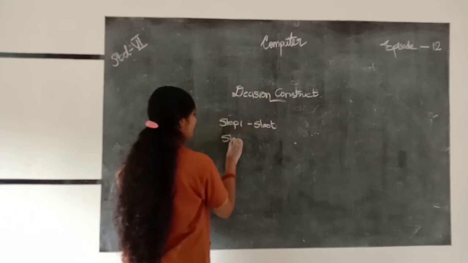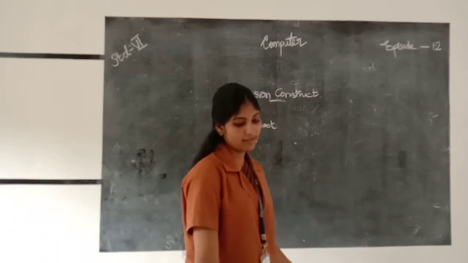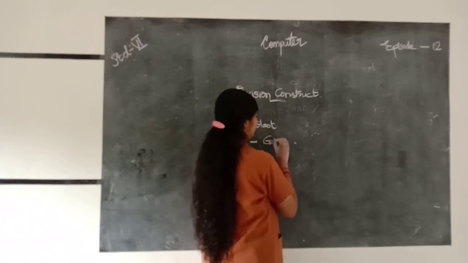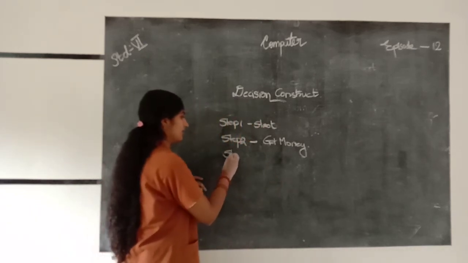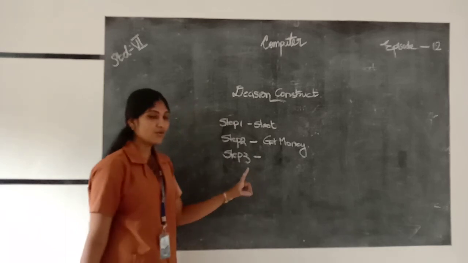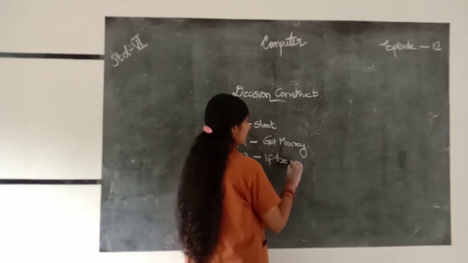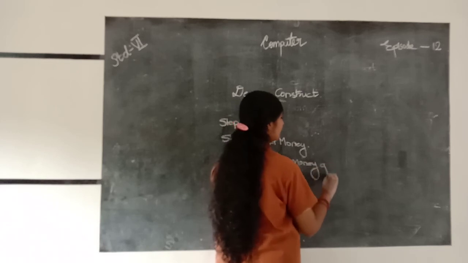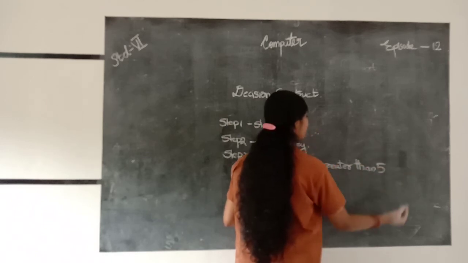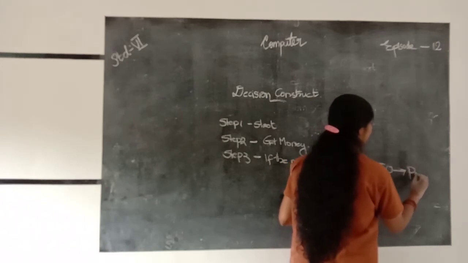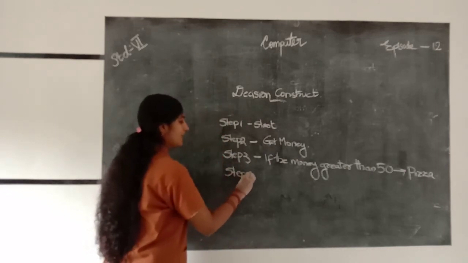Step 2, here your father gave you some money and that is get money. So the condition, step 3. If this money is greater than 50, then you can have pizza. Else, step 4. So it connects if else statements.